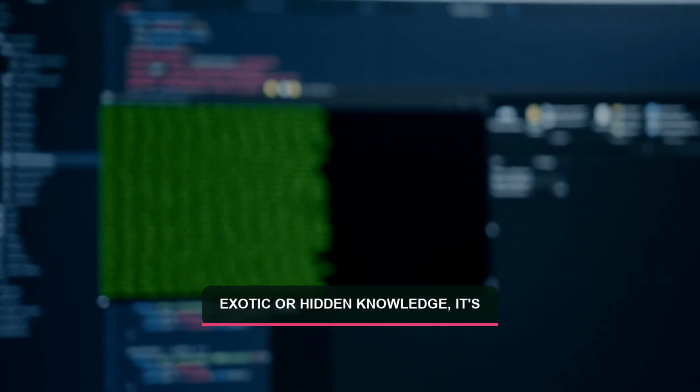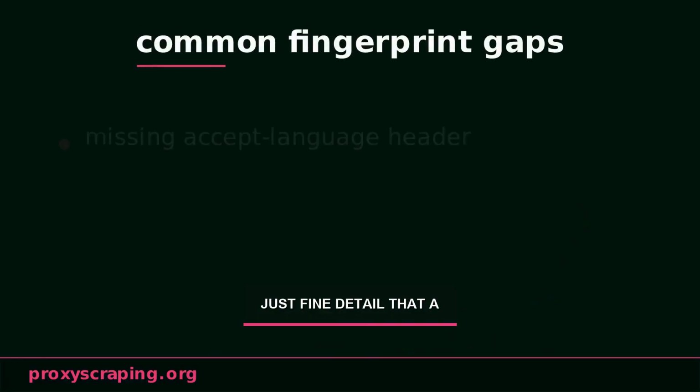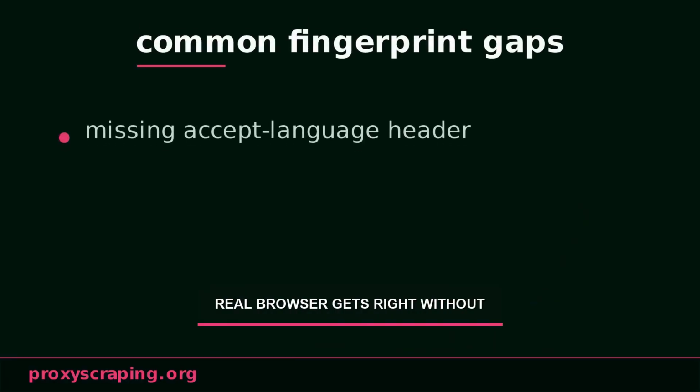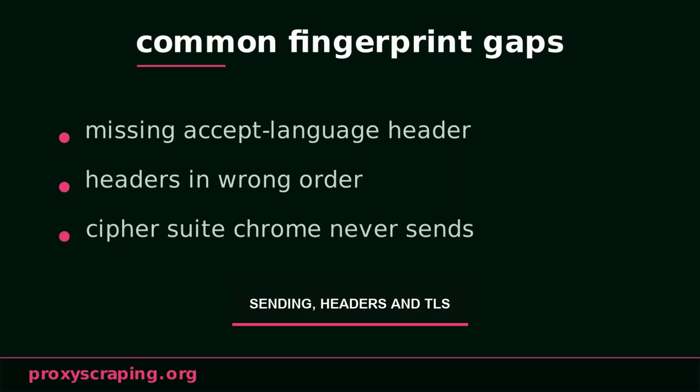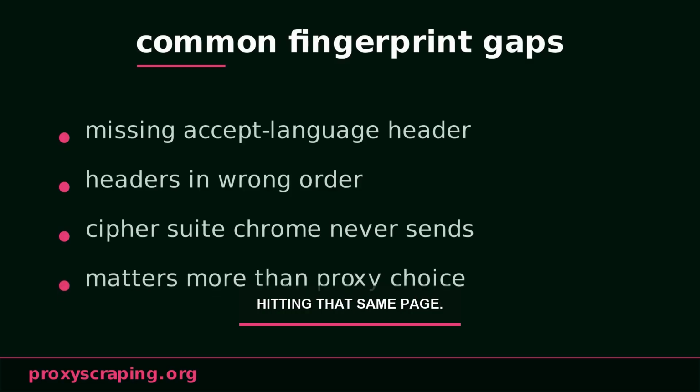None of this is exotic or hidden knowledge, it's just fine detail that a real browser gets right without anyone trying, and the script gets wrong by default, unless someone specifically closes the gap. The fix here isn't some trick, it's parity, plain and simple. Capture the actual raw request your production client is sending, headers and TLS parameters included, and put it side by side with what a real browser sends hitting that same page.